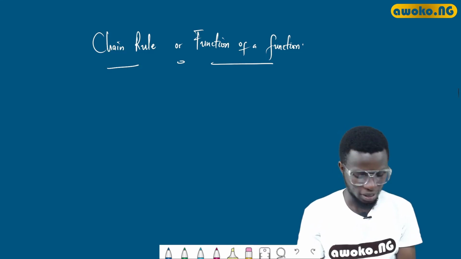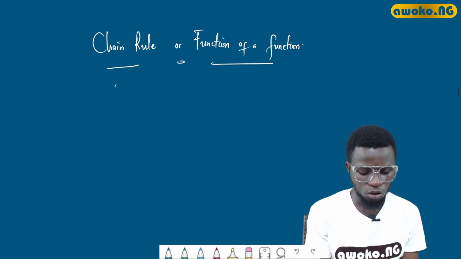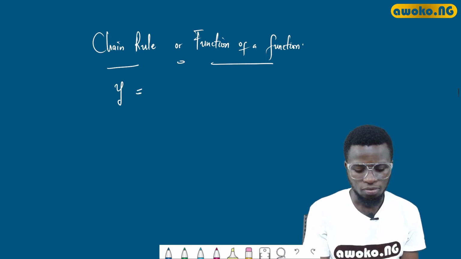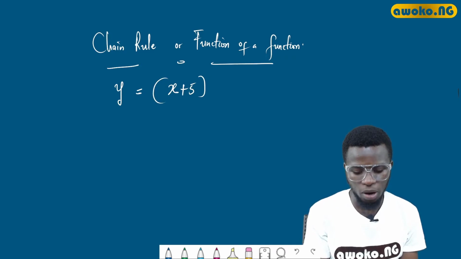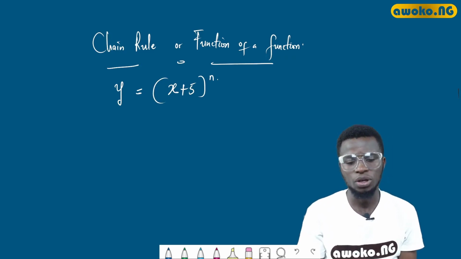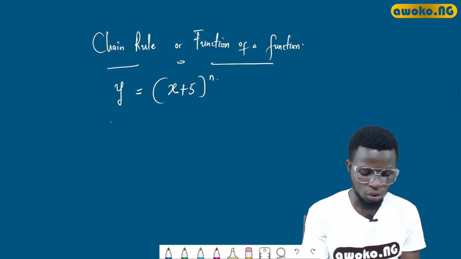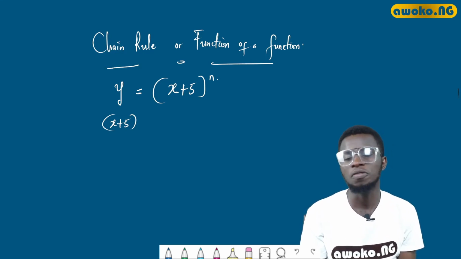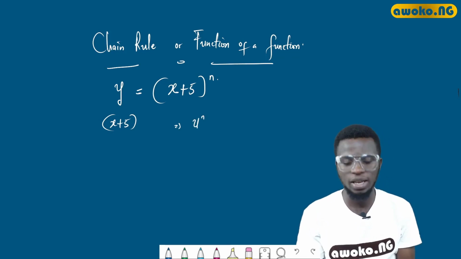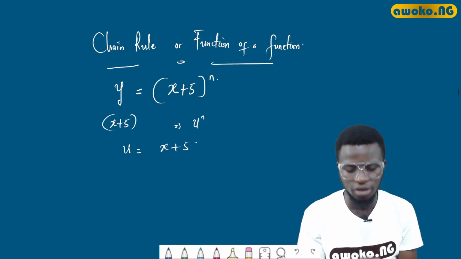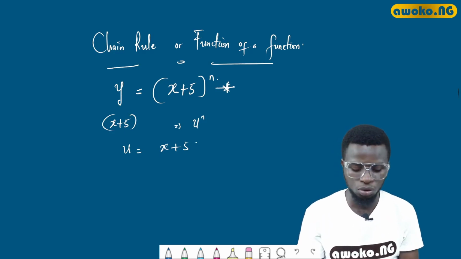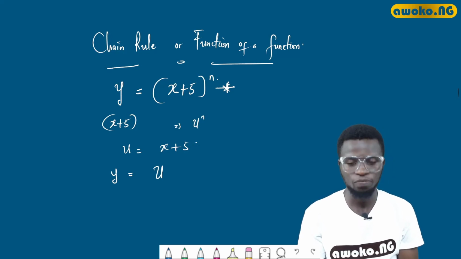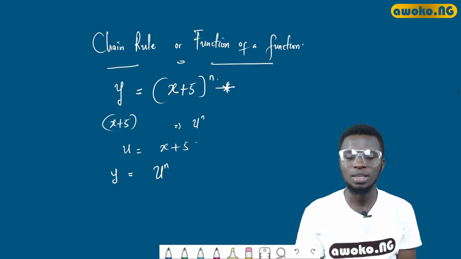Let us take, for instance, a function y is equal to (x plus 5) raised to the power of n. Looking at this function, you realize that we have one function, which is x plus 5, kept inside another function, which is raised to the power of n. Let us call that function u, and it is raised to the power of n. Therefore, u equals x plus 5. So I can restate the first equation as y equals u raised to the power of n. So you can see that when we have to compute more than one function at the same time, the best method to use is the chain rule.